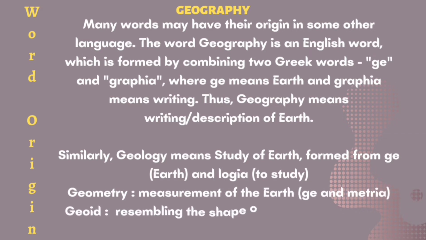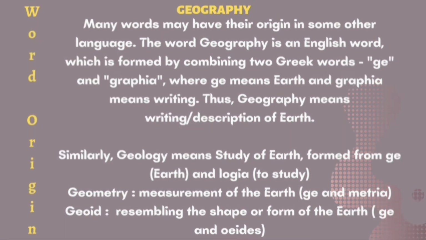Similarly, geometry. Geometry is the measurement of the earth, formed from ge and metria. And the shape of the earth, geoid, resembling the shape or form of the earth, is formed from ge and oidus. Isn't it interesting to learn the origin of words? Try to find the origin of some other words.